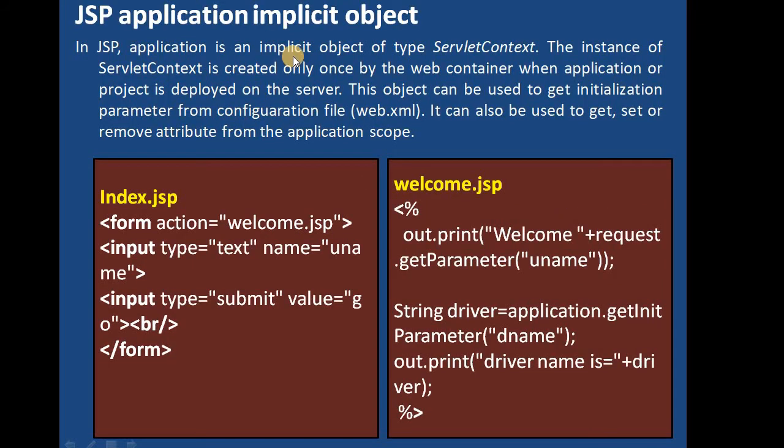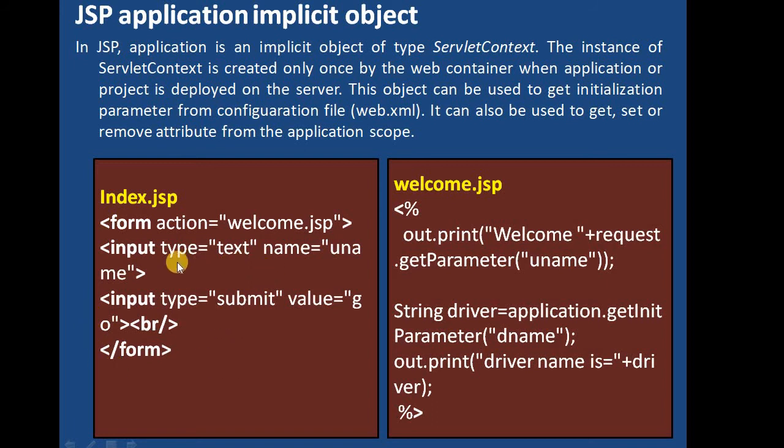The application implicit object is the ServletContext object. It is the instance of ServletContext, created only once by the web container when the application or project is deployed on the server. This object can be used to get initialization parameters from the configuration file, that's the web.xml we had seen in the previous example. It can also be used to get, set, or remove attributes from the application scope. So this is a simple example.